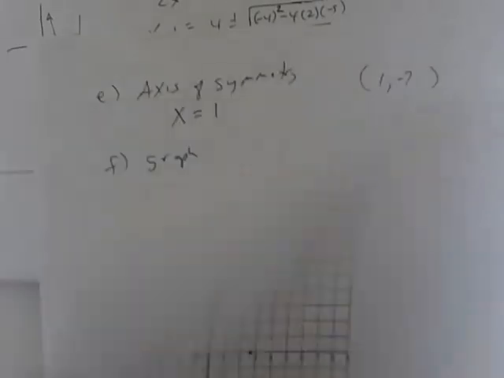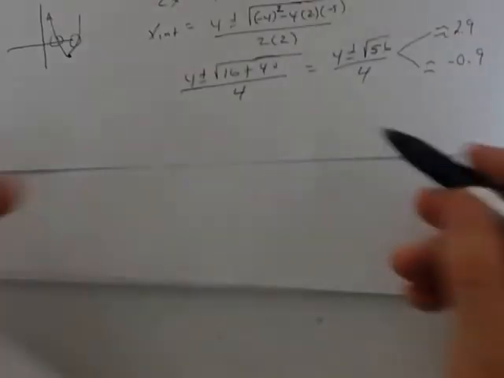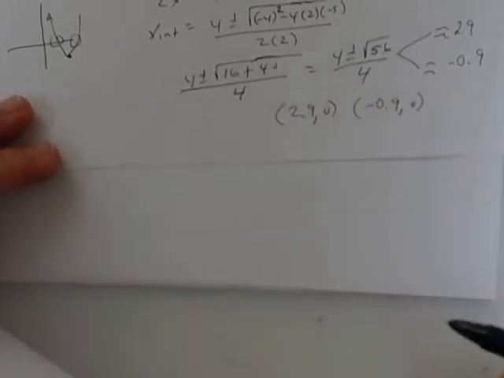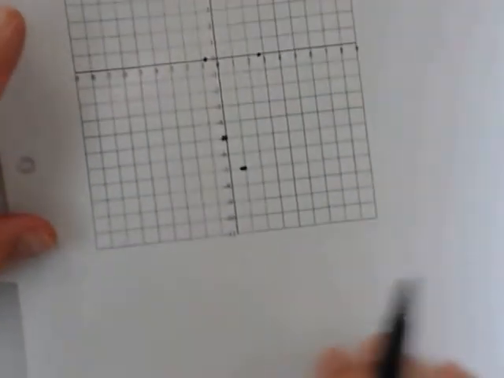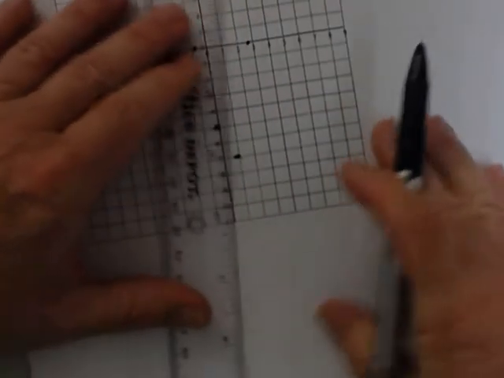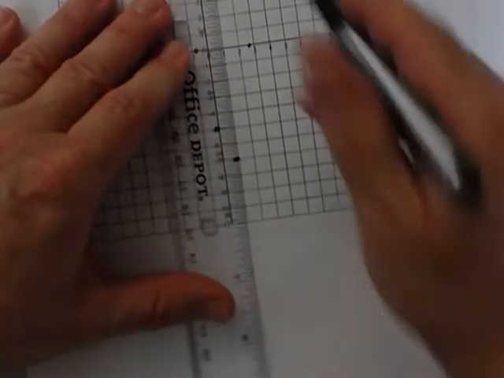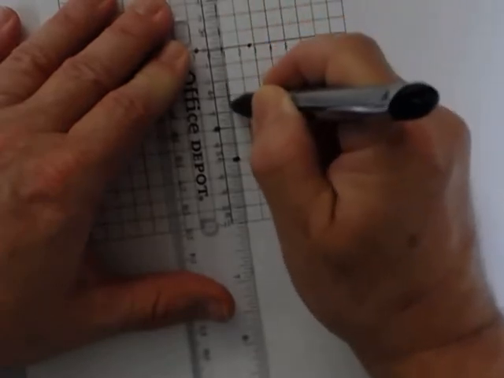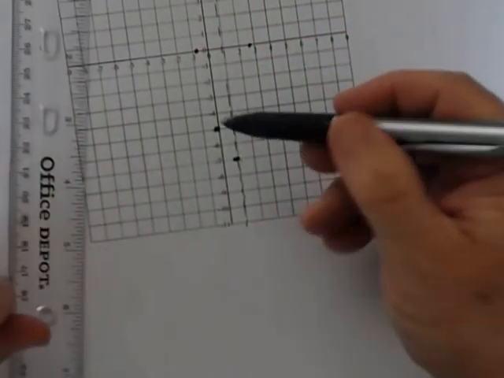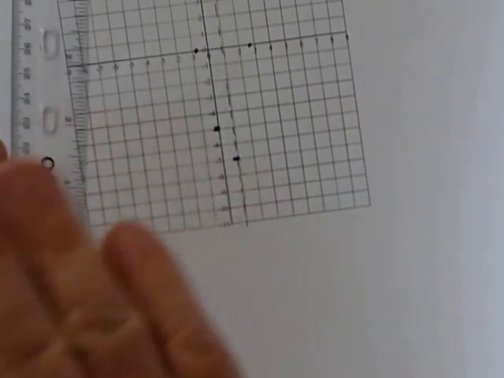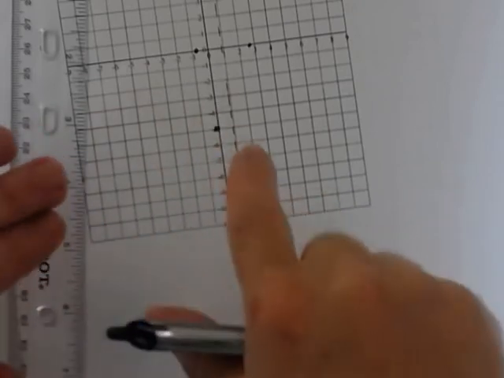Oh, no, you could. I just didn't do it. If you want to write this as an ordered pair, it would be 2.9 comma 0. Now, how many points do I have? 4. Let's do the axis of symmetry first before we find the 5th one. And where do you think I'm going to get the 5th one from? I'm going to use the Y-intercept.